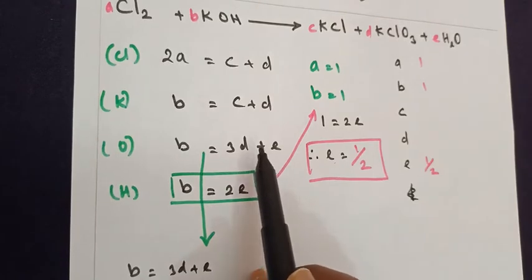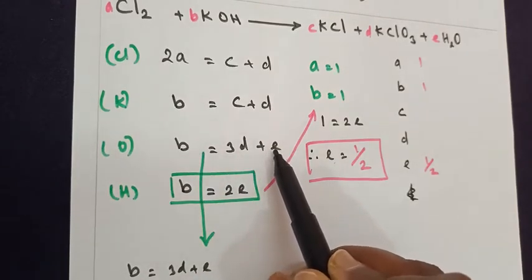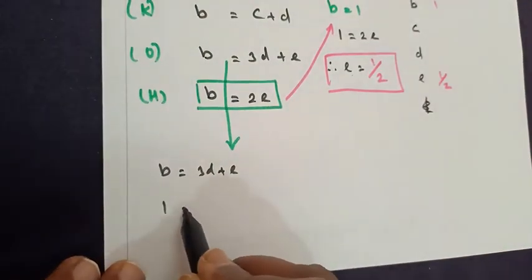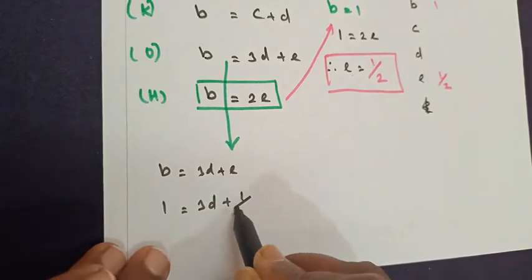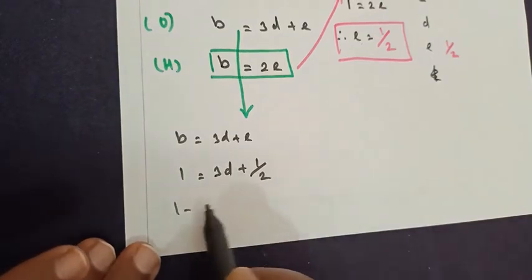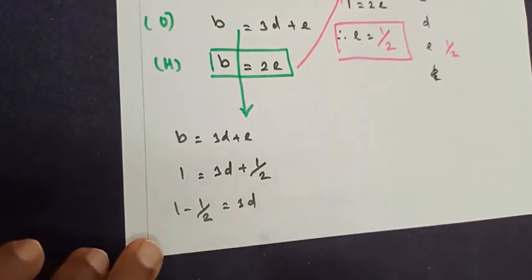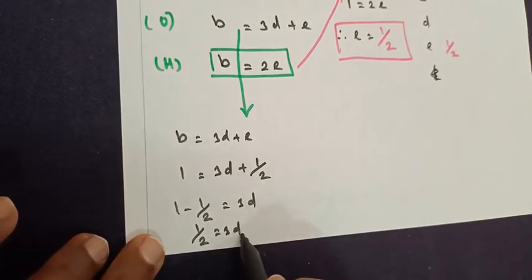So if I consider this equation, I know the value of B, I know the value of E, so I can calculate the D value here. B is equal to 1, D value we do not know, E value is 1 by 2, taking out the value of E. So 1 plus half on the other side will become minus half is equal to 3D. 1 minus half gives you half is equal to 3D.